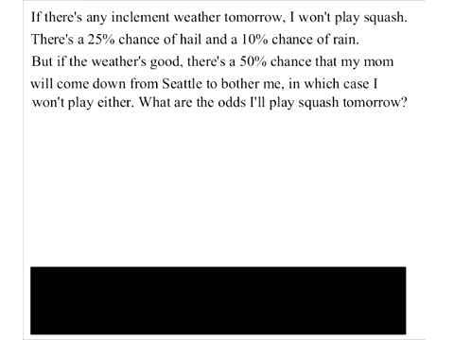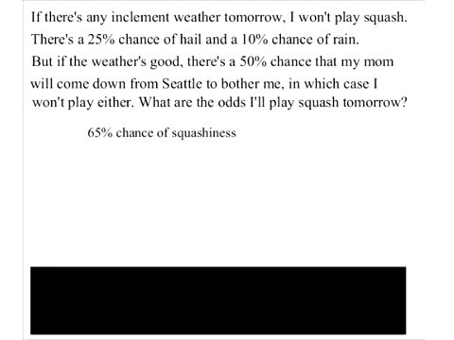So this is a question that kind of brings together the two things that I've been talking about, so you have to be a little bit careful. So there's a 25% chance of hail and a 10% chance of rain. So we know straight away that there's a 35% chance that squash is not going to happen, right? So we had a 65% chance of squashiness, right? Everyone okay? That's kind of what was left after the inclement weather issue.